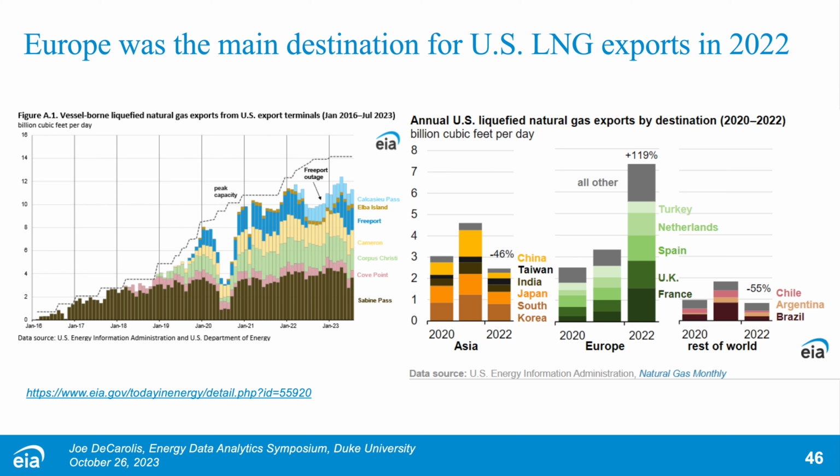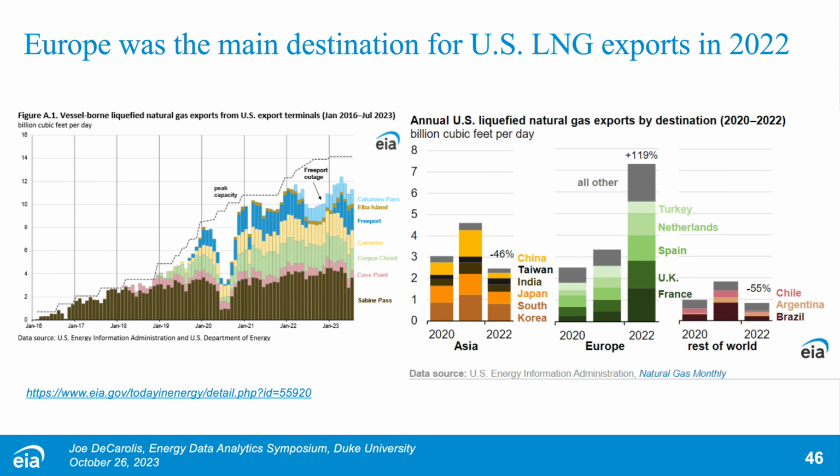Totally different topic, looking at liquefied natural gas, or LNG. This is data that we're not collecting. This is being collected in the Department of Energy by Fossil Energy and Carbon Management. The figure on the left shows LNG exports from the United States by terminal. And here's the amazing thing. We started exporting LNG in the United States in 2016. We're now the largest global exporter of natural gas in the world.